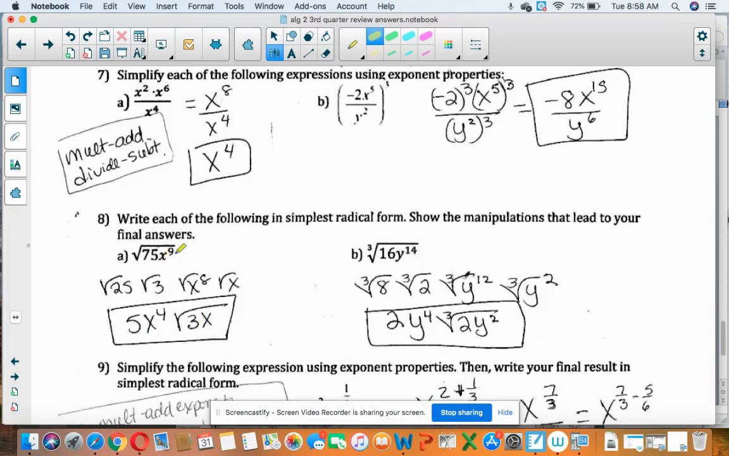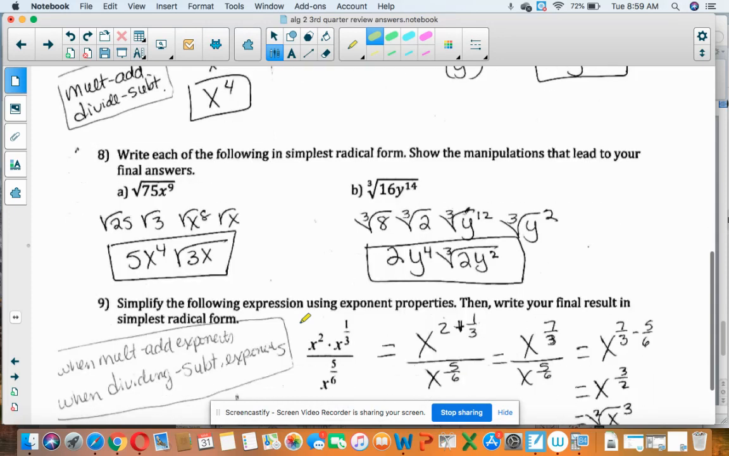X to the 9th. So basically I break it down to the highest even number I can, which is x to the 8th. And the square root of x to the 8th is x to the 4th. It was originally x to the 9th, so I break it down to x to the 8th and x to the 1. That radical x is going to stay a radical forever. So anything that's staying a radical is under the radical sign, and anything that was a perfect square, like the 25 is 5, and the x to the 8th is x to the 4th.